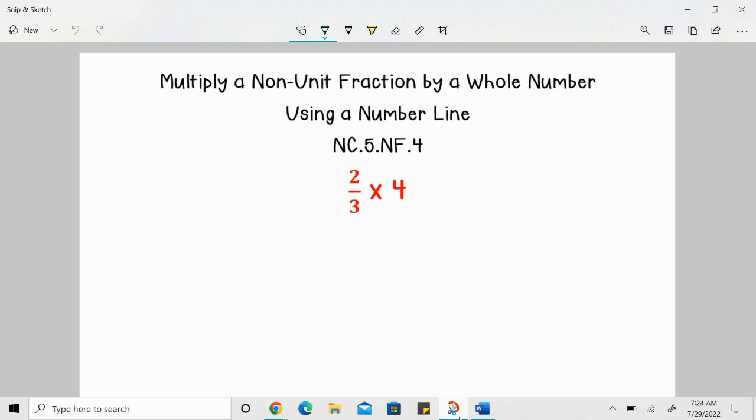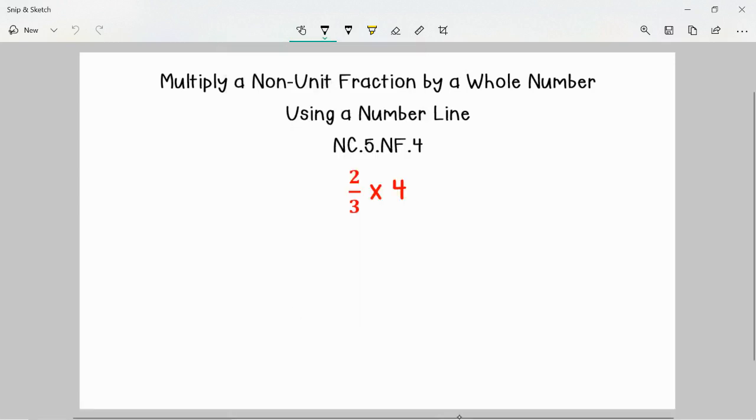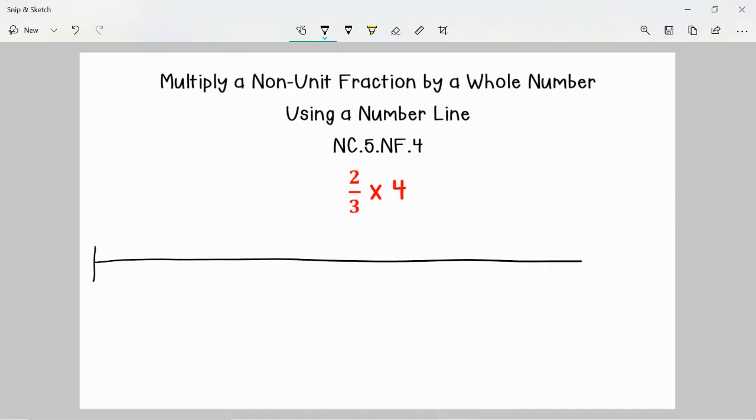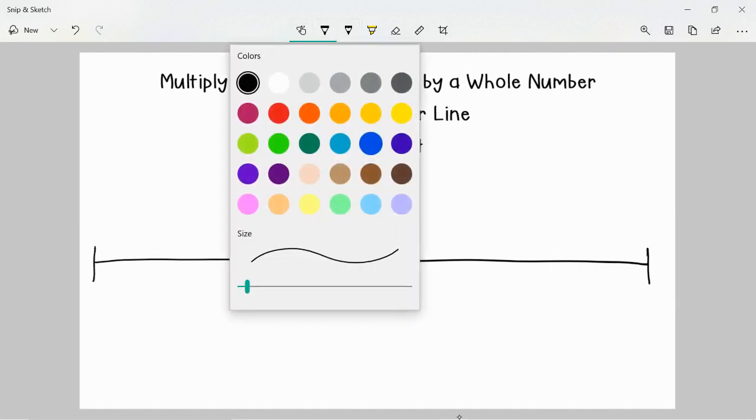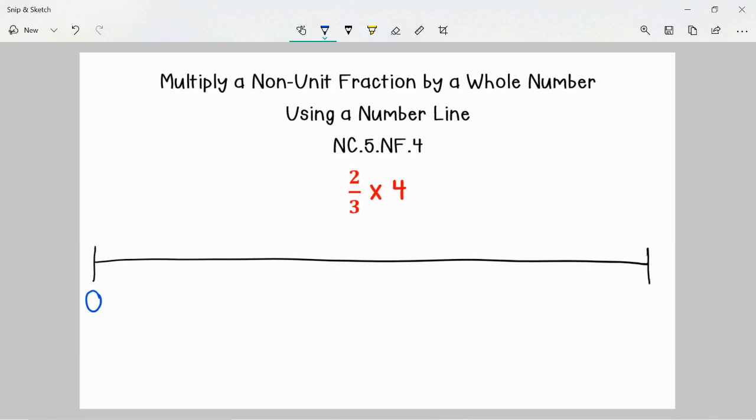To begin to solve using the number line, I will first draw an open number line. And I'm going to start my number line at 0. What I know I need to show is 2/3 4 times. So I'm going to go ahead and start with a jump of 2/3. And I know that 0 plus 2/3 is 2/3. Now I'm going to show another jump of 2/3. And I know that 2/3 plus 2/3 would be 4/3.